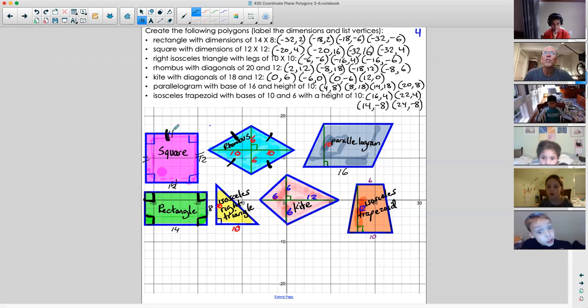a square, everybody. A square is a rhombus that is also a rectangle.